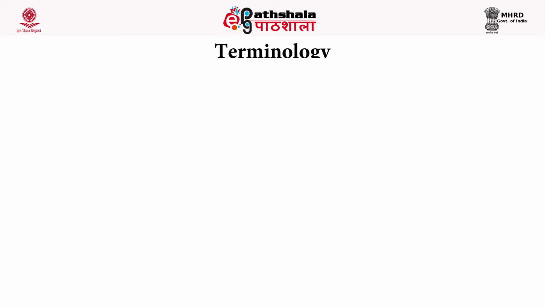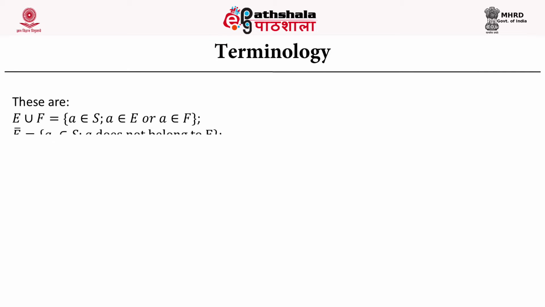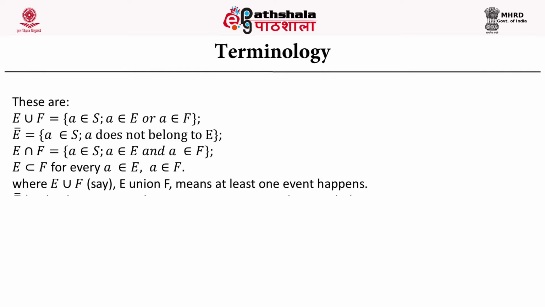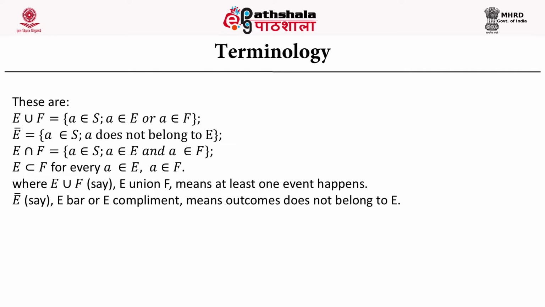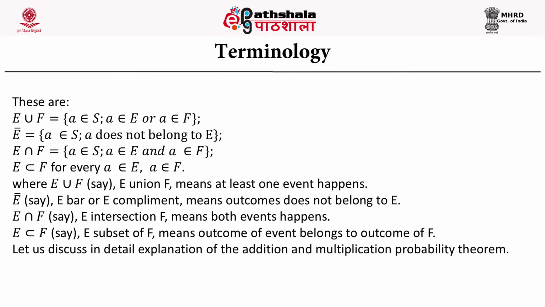Terminology. These are a few terms that one must be aware of before going forward in this topic. U represents the union symbol, where E union F is equal to A. The definition is A belongs to S, where A belongs to either E or A belongs to F. E intersection F is equal to A belongs to S, where S represents the sample space, A belongs to E and A belongs to F.